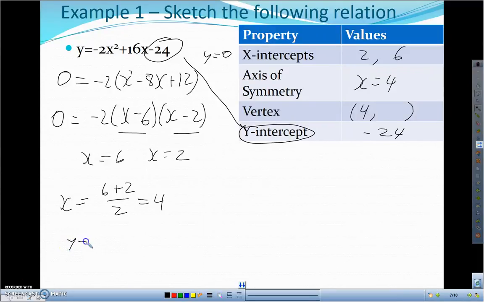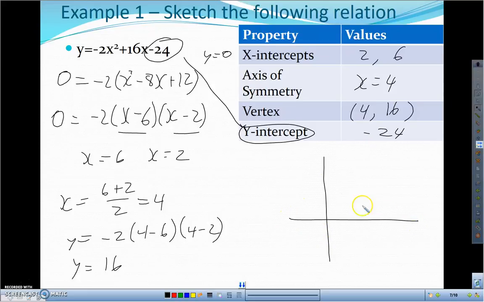Y equals, I'm going to use this one because I don't have a calculator on me right now, minus 2, 4 minus 6, 4 minus 2. That's going to become minus 2, and that's going to be positive 2, which is minus 4, which is going to turn this into 16. So right now, this tells me that my vertex is going to be 4, 16.